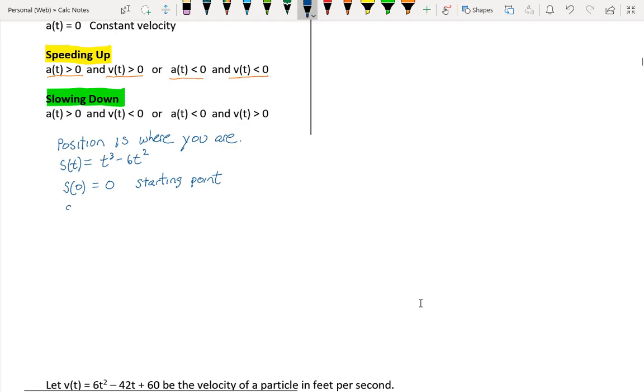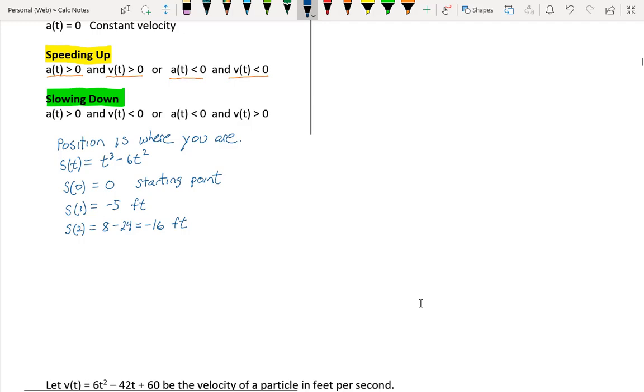Let's look at s of 1. If I plug in 1 to the function, I get 1 take away 6, which is -5. So what have I done? I've gone -5 feet. That means I've moved to the left 5 feet in 1 second. If I do s of 2, and I plug in 2, I would get 2 cubed, which is 8. Now I'm going to have to write this down. So I have 8 minus 2 squared is 4. 4 times 6 is 24. So now I'm at -16 feet.